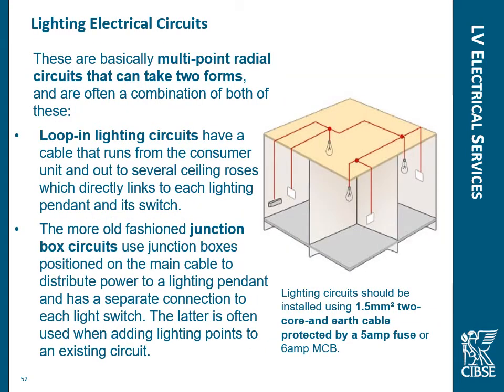Now lighting's always a bit different. Lighting tends to suit individual buildings. Lighting was generally wired using 1.5 square millimeter 2 core and earth, and protected by a 5 amp fuse or 6 amp circuit breaker. Lately though, wiring has been reduced to 1 millimeter because with the advent of LEDs, which use considerably less power. So obviously power runs through the cables. The lesser the power, the smaller the cables need to be.